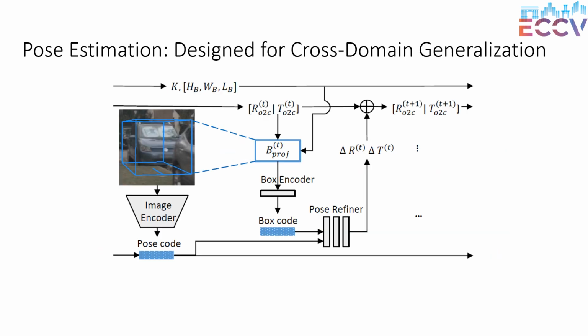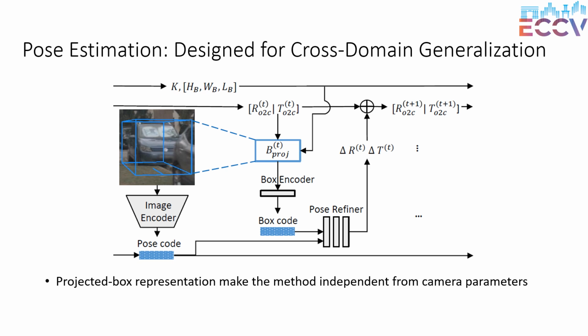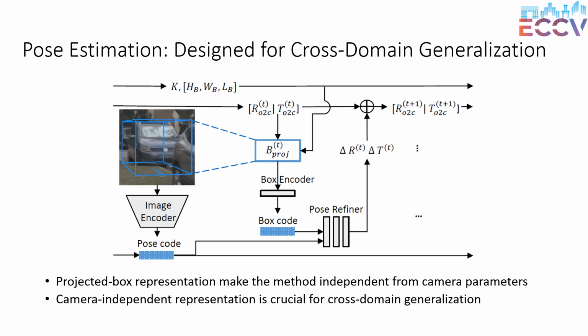Our pose estimation module is designed for superior cross-domain generalization capability. We invent this unique projected box representation so that the pose refining network only deals with image domain representations, which are independent from camera intrinsic parameters. Such design is crucial for the improvement of cross-domain generalization where different camera specs are involved.